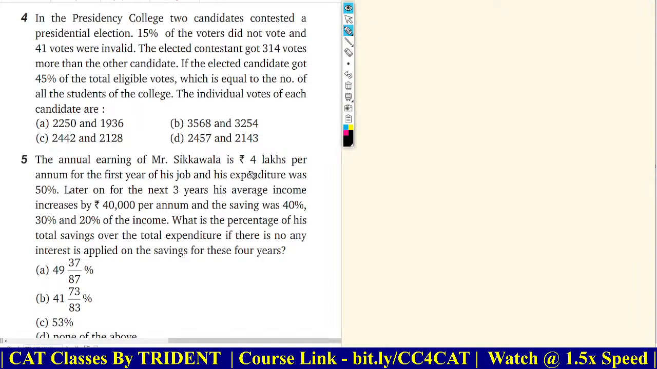Okay, so the fourth question. Let's look into the fourth question. This says that in the Presidency College, two candidates contested a presidential election. 15% of the voters did not vote and 41 votes were invalid. The elected contestant got 314 votes more than the other candidate.